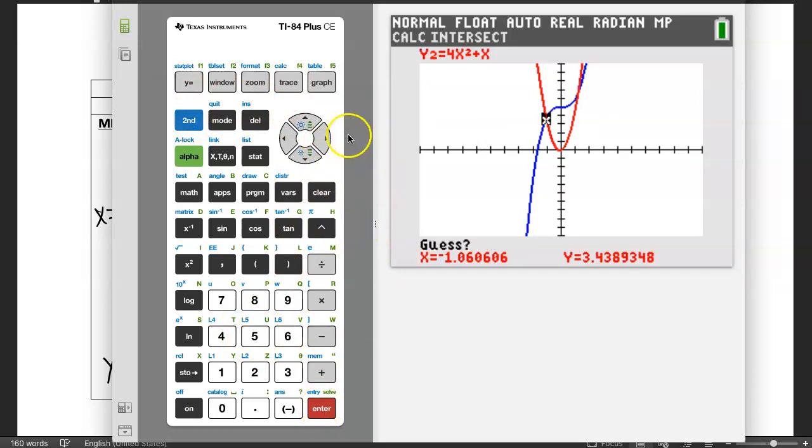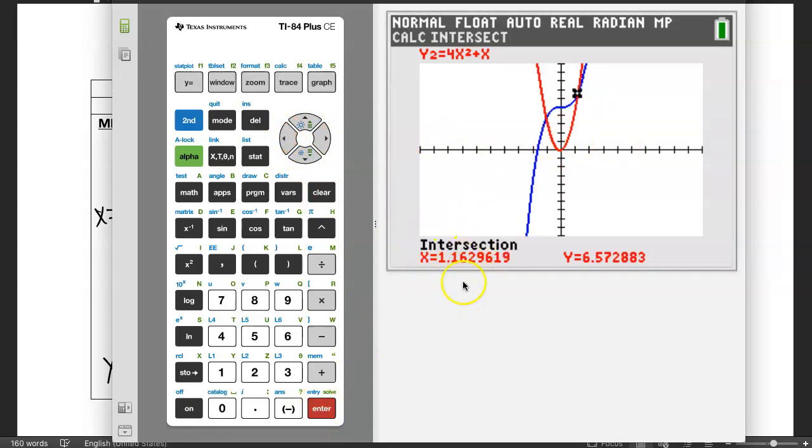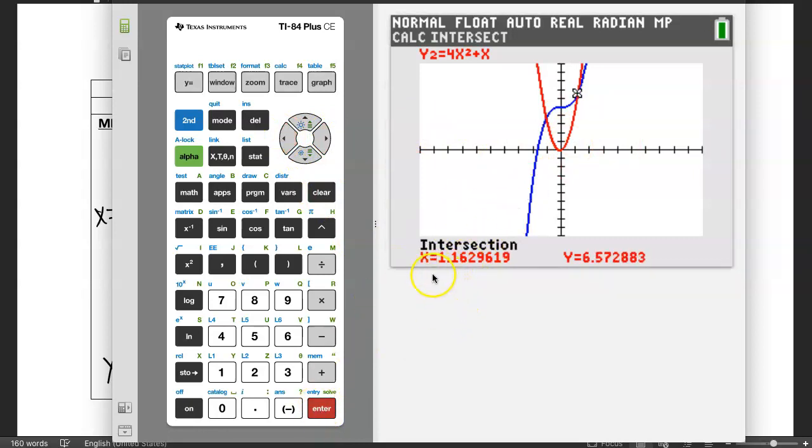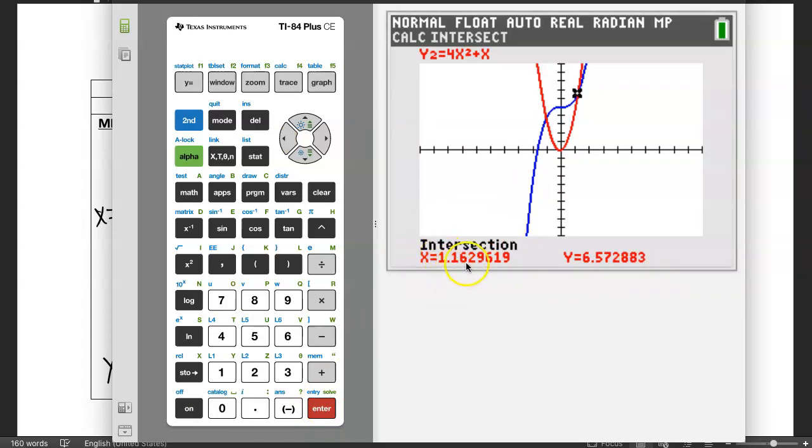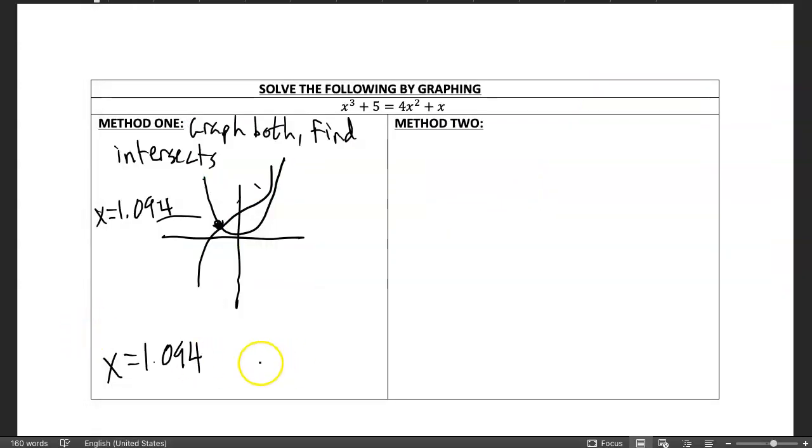The other solution, we're going to calculate the intersect again, except this time we put our guess over near this other one. So we're pretty close there. This tells us that our second solution is x is equal to 1.163. So we get x is equal to 1.163 and x is equal to negative 1.094. So that's the first method we could use to solve by graphing.